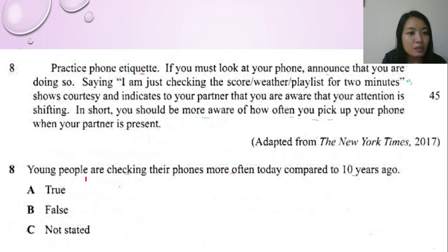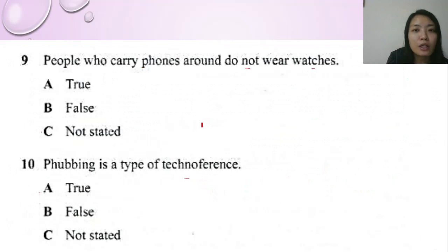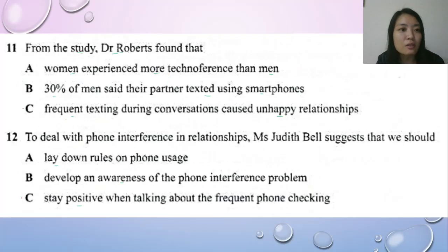It says here, young people are checking their phones. So okay, the text is something about phones. Okay, more often today compared to 10 years ago, something about phones. Okay, people who carry phones do not wear watches. Okay, something about phones and watches. Fubbing, what's fubbing? Okay, never mind. This one doesn't matter. This question later on we'll know when we go to the question.